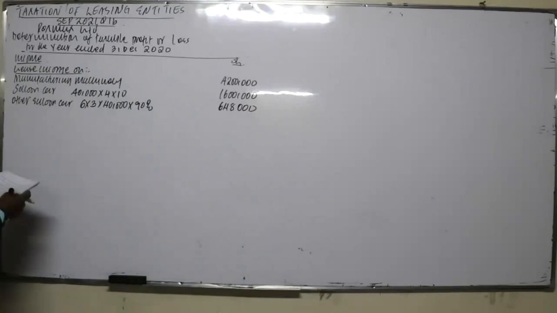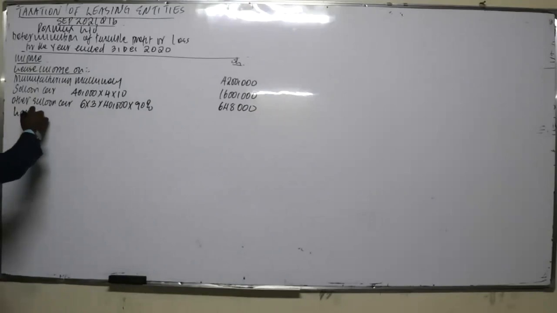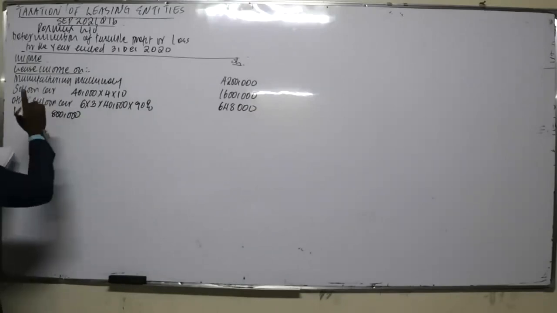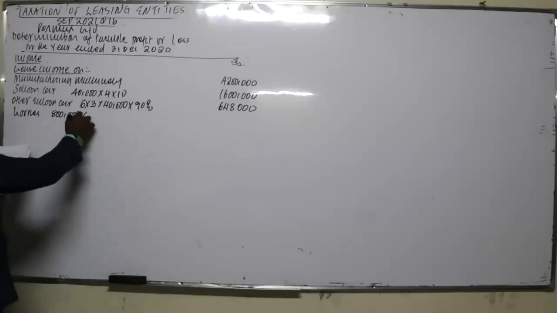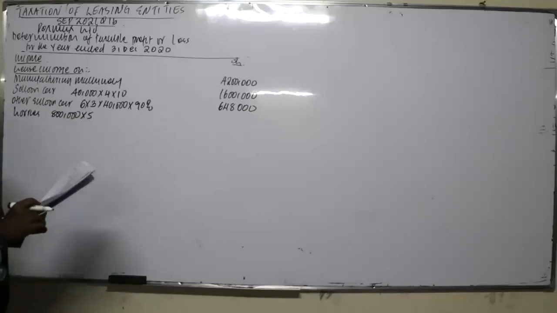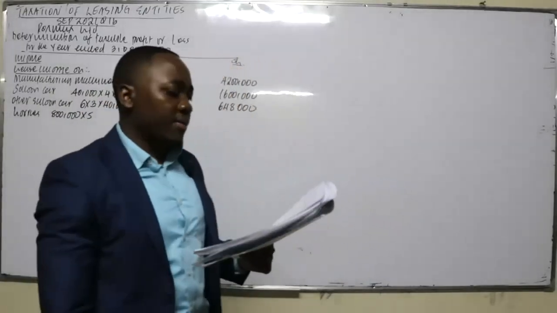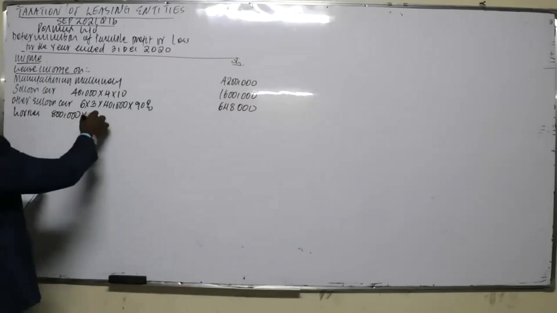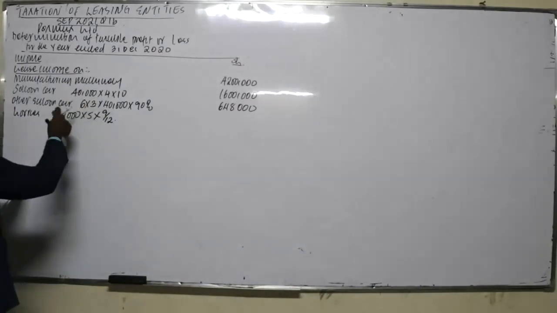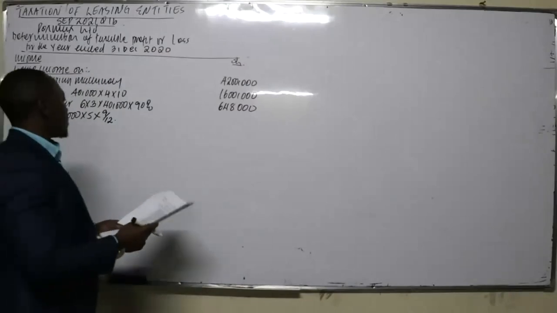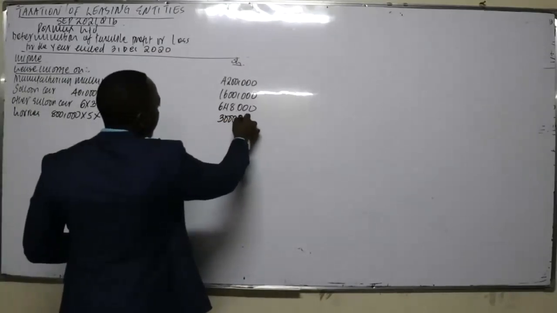648,000. Bullet 4. 5 lorries to Earth Limited at an annual lease of 800 per lorry. Lorries, 800,000. You are told that. So you multiply by 5. But remember, 800 is per annum. However, the lease was terminated after 9 months after it was found that the lorries had serious mechanical problems. Remember, the 800,000 was per annum. So you multiply by 9 over 12 times 5. Is it 3 million? Good.